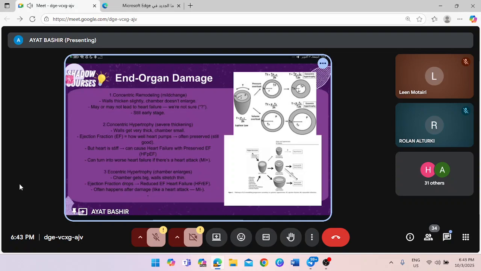Okay, MI. Eccentric hypertrophy, where the chamber is enlarged. The chamber gets big, the wall stretches thin. The ejection fraction will decrease, so we'll have heart failure with reduced ejection fraction. Okay, I hope it's clear now.